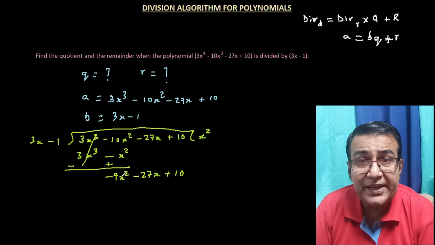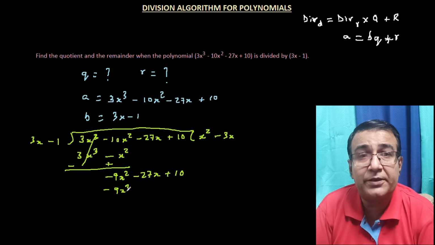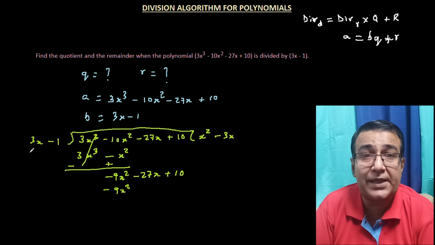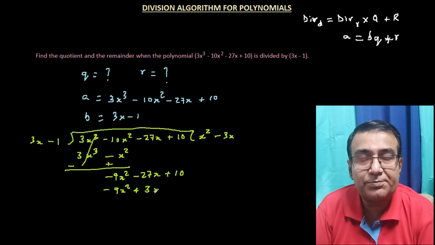Again, minus 9x squared divided by 3x gives us minus 3x. So minus 3x goes into the quotient. This has to be multiplied by the divisor again. Minus 3x times 3x gives us minus 9x squared, and minus 3x times minus 1 gives us plus 3x.